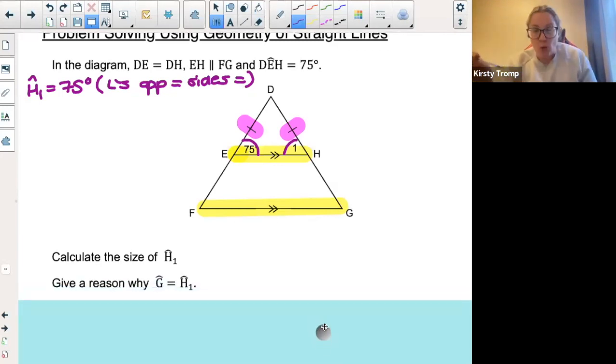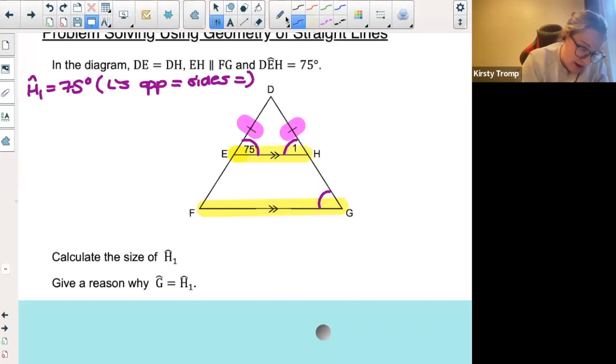Give a reason why. It's not telling me to solve for angle G, okay? It's saying give a reason why angle G is equal to angle H1. So why would angle G be equal to angle H1? Well, if you're sitting in the exam and you're super confused, now you've got a highlighter on there. Hold up a second. Angle G is on the highlighted line. Angle H is on the highlighted line.